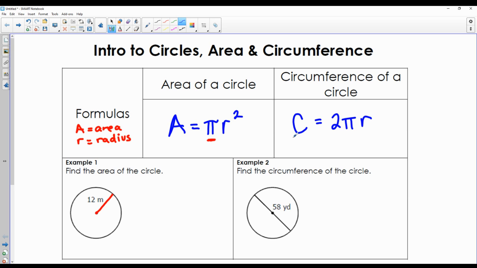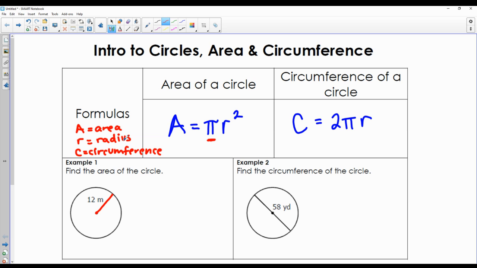Again, let's define some of these. C stands for circumference. And then 2 is a number, pi is a number, remember that. And then r again is your radius. So in order to find the area or the circumference of a circle, all you need is the radius, and you're able to do that.